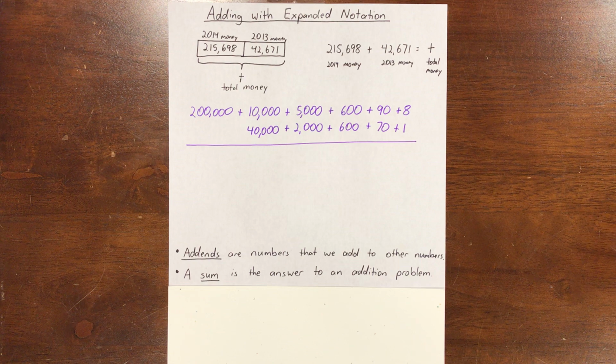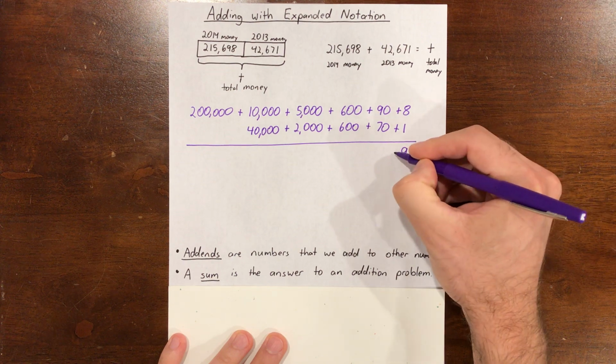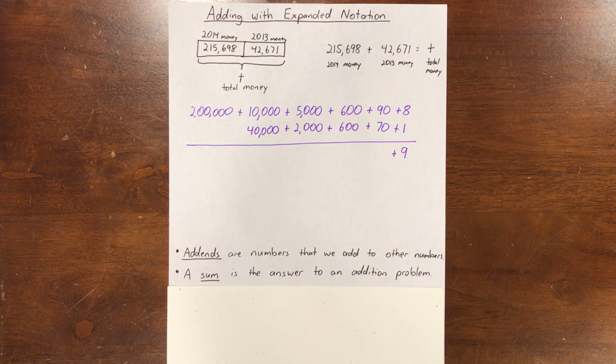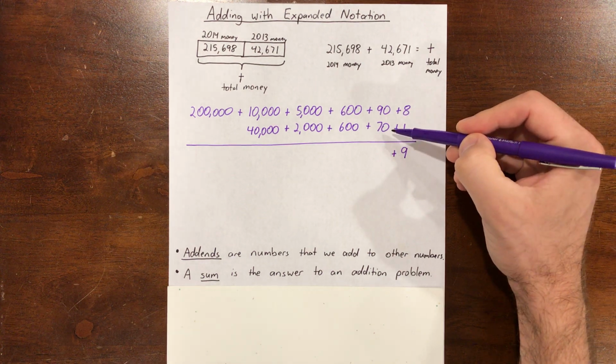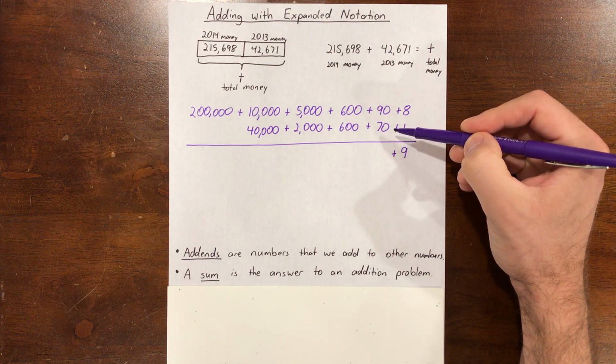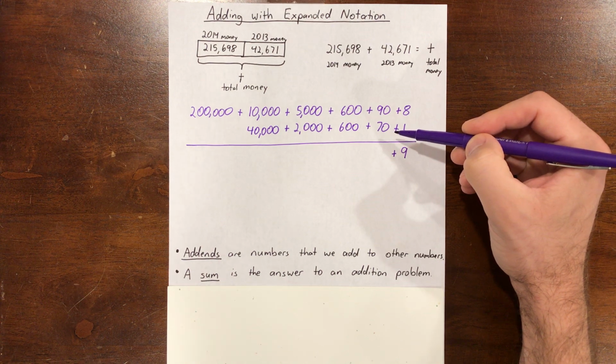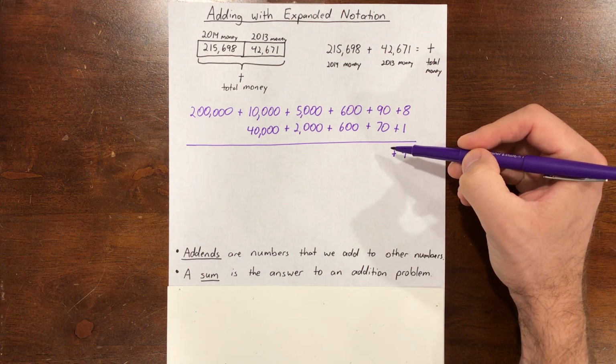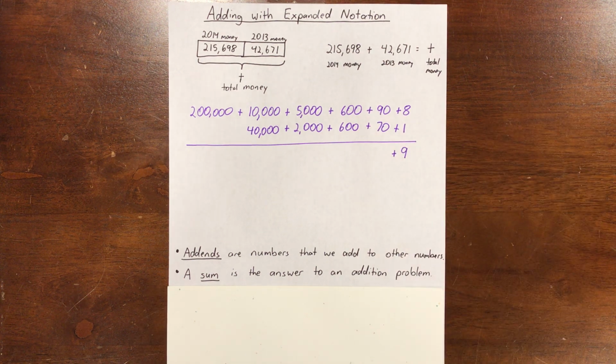Awesome. Okay, so which place does it make sense to start with and why? Go ahead and say it out loud. Yeah, the ones place. That way we can regroup as we go if we need to. So 8 plus 1, we know that's 9. Great. 90 plus 70. That's 160. But I'm in the tens place. All right, what do I need to do? Say it out loud.